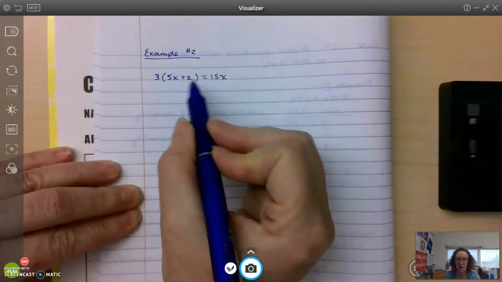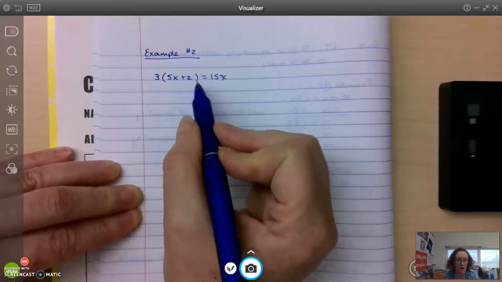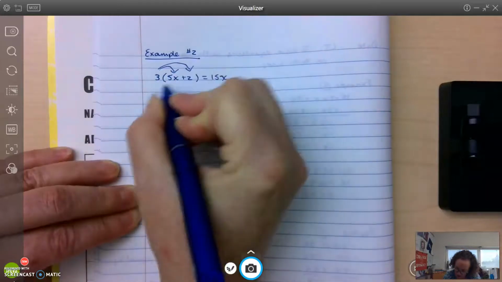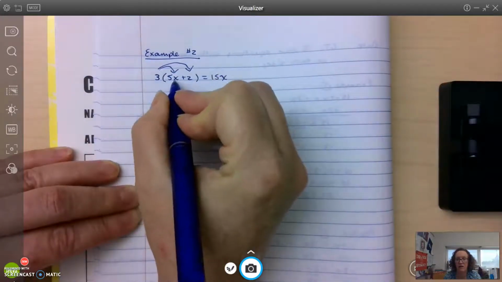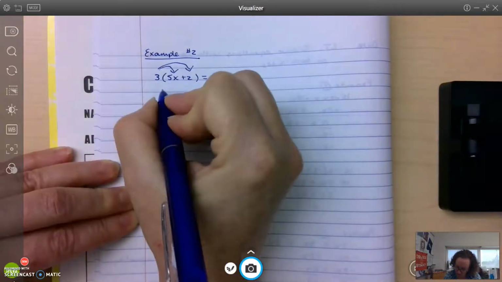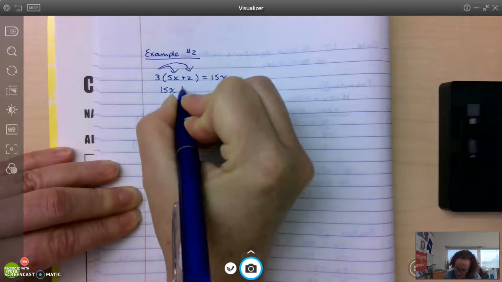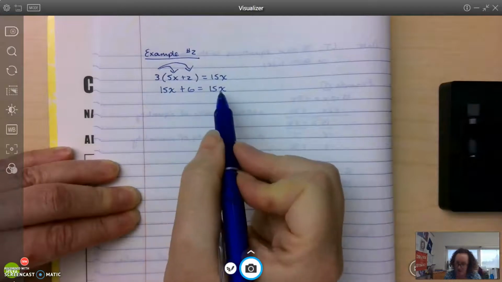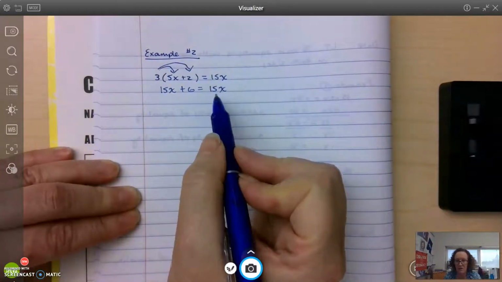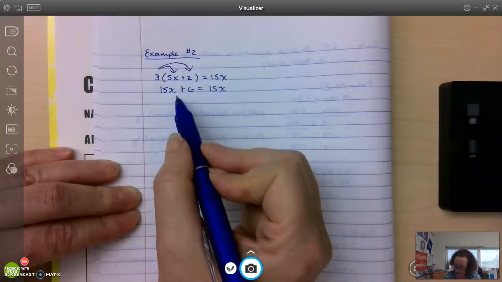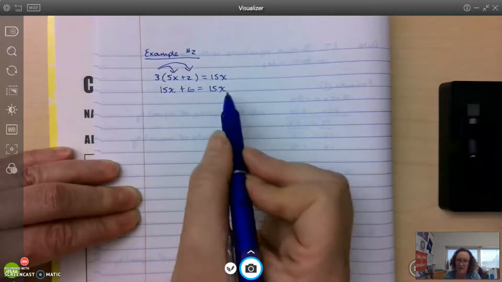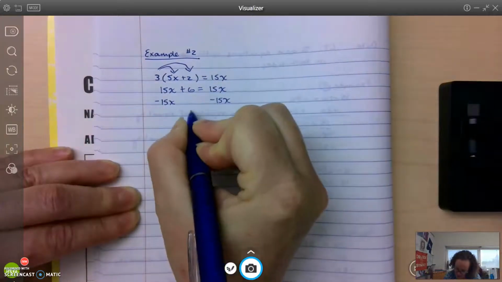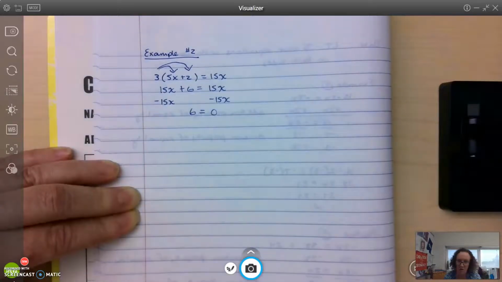Our next example also includes the distributive property, which we practiced a little bit yesterday. So that should be pretty straightforward. Again, we're multiplying the number out in front by both of these terms. So 3 times 5x is 15x, 3 times 2 is 6, and that equals 15x. I notice that I have variables on both sides, so my goal is to get the variables on one side, get the constants on the other. So I'm going to subtract 15x from here and 15x from here, and I end up with 6 equals 0.